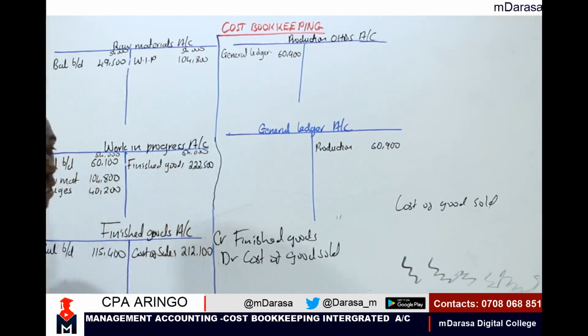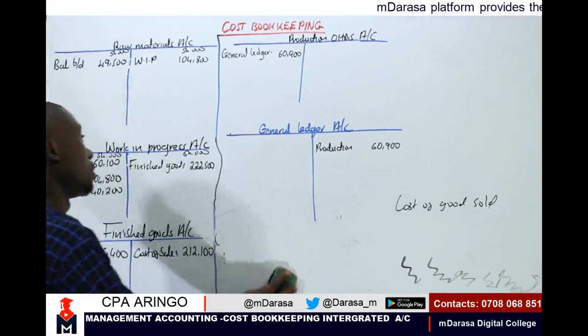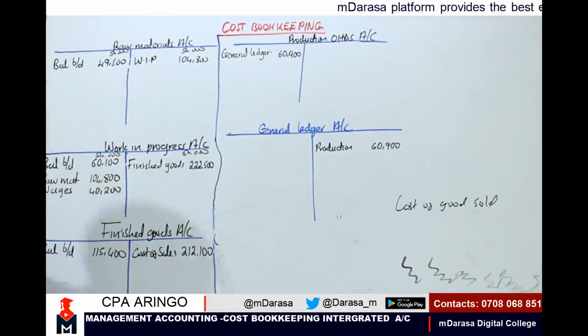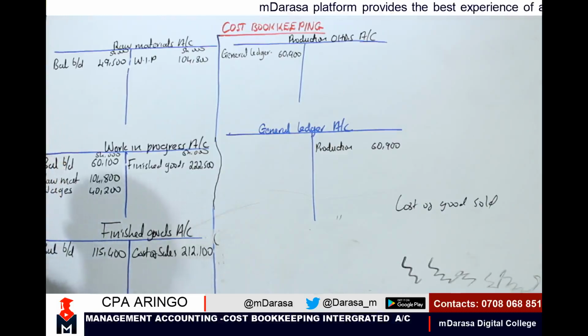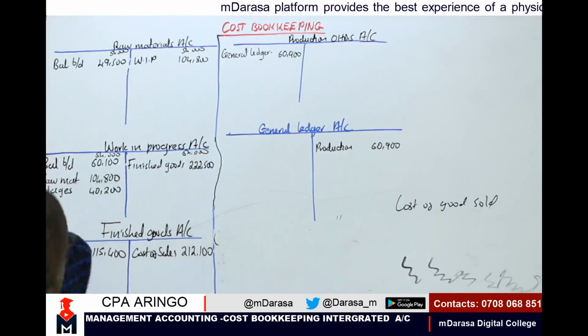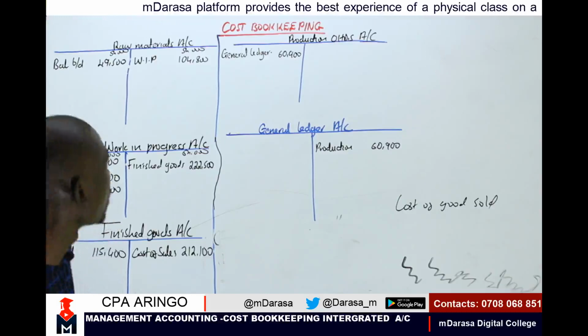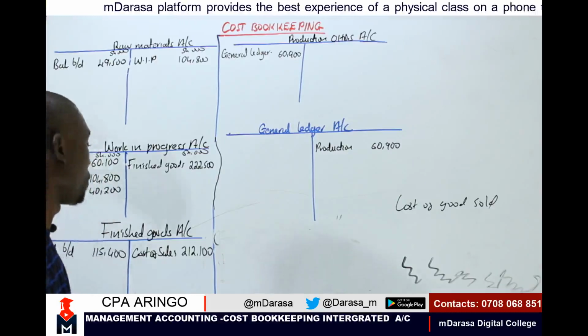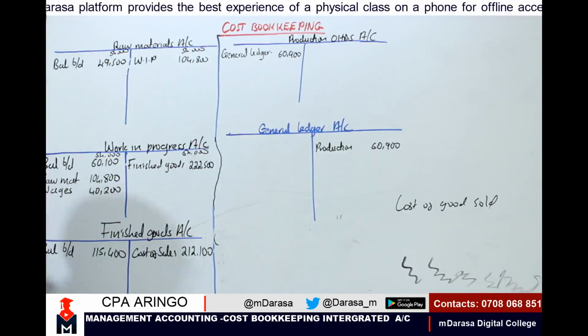212,100. I'll be having 212,100. So we are done with that part. Cost of sales 212,100. Then another account to be affected. We should be having what? We should be having cost of goods sold. So in that case, I want to cater for that.